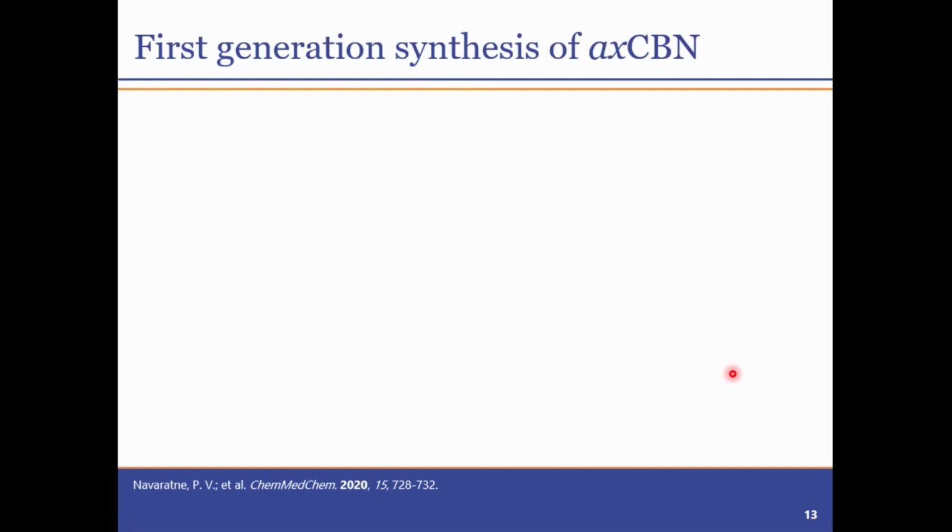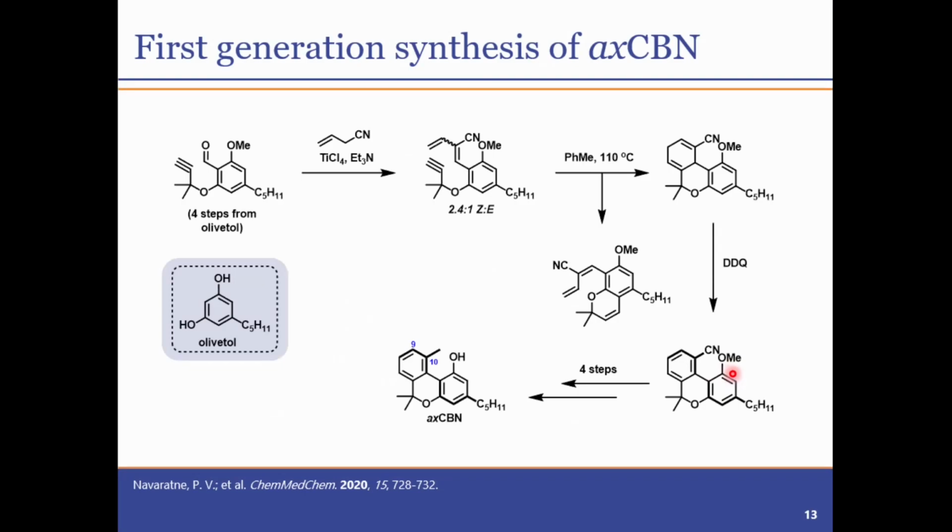So to really showcase the possibility of these molecules, Dr. Pramali Navaratne in our lab developed a really concise, beautiful first generation synthesis of this molecule. I'll just summarize it here. In 4 steps from olivetol, a commercially available starting material, she was able to build this aryl propargyl ether intermediate that she could then perform an aldol condensation on using allyl cyanide to form this diene species.